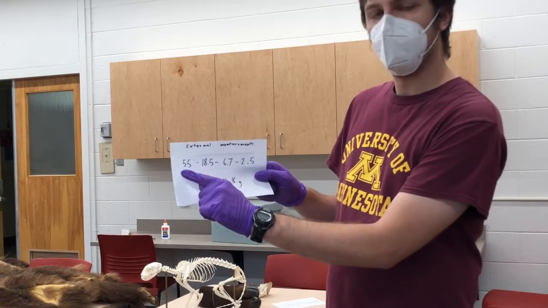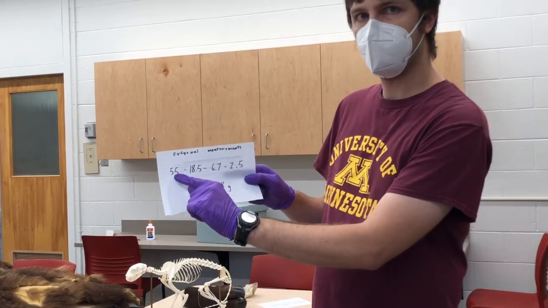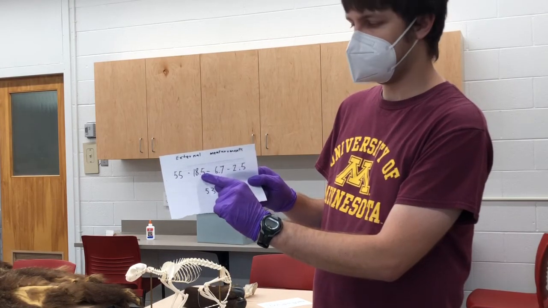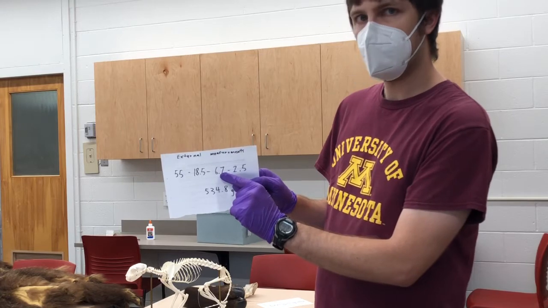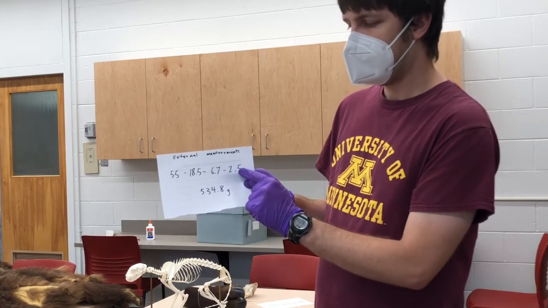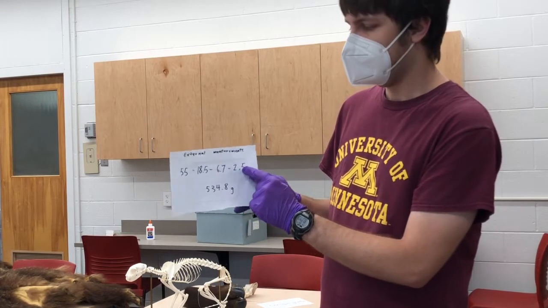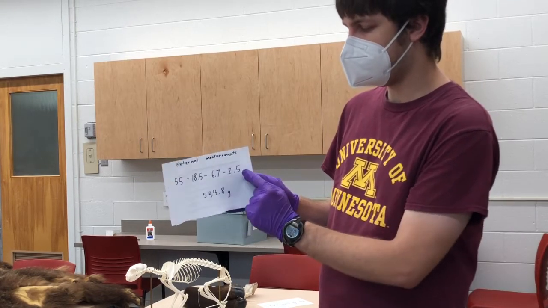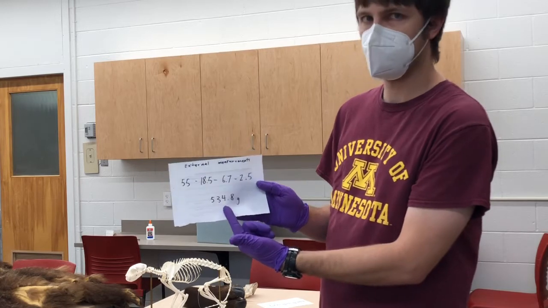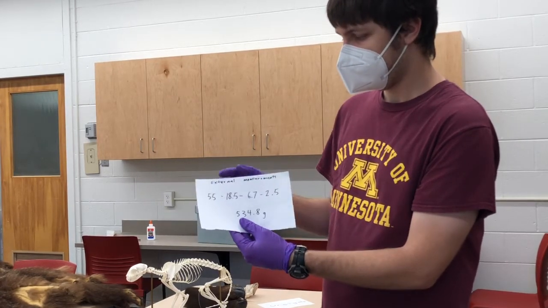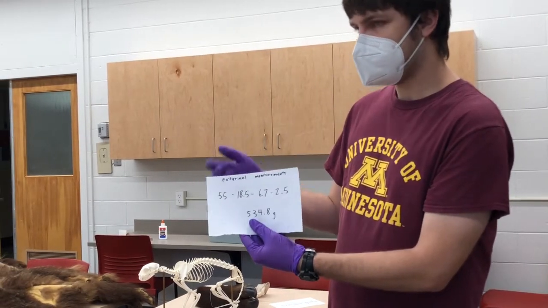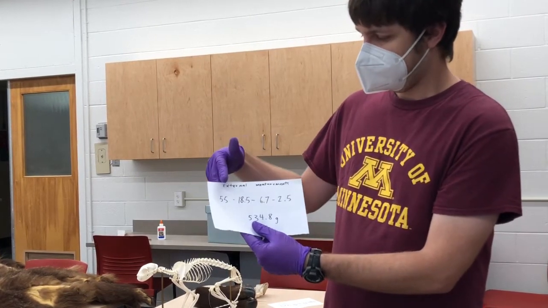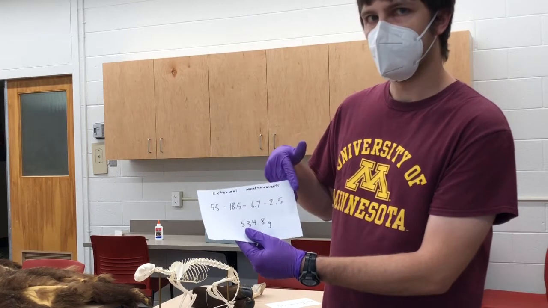And these numbers are, in order, the total length, including the tail, tail length only, the hind foot length, and the ear length. It's always in that order. So total, tail, hind foot, ear. And then also the mass. So the way I think about this, if you imagine an animal like a cat or a dog, it goes from largest to smallest.